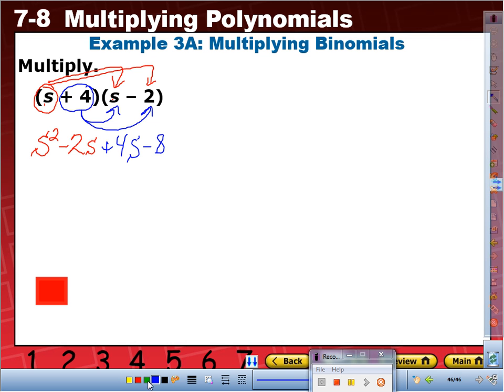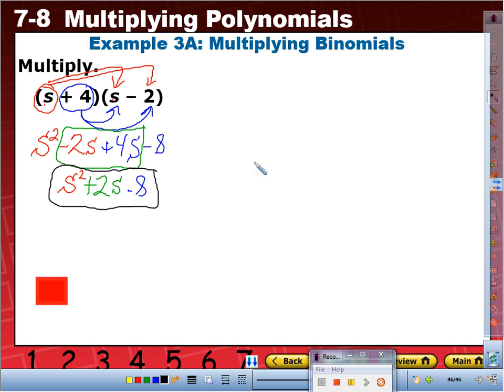So now check this out. Let's check to see if we can combine like terms. Let's see. Yes, right here. These have s's. So therefore, negative 2s plus 4s becomes what? Negative 2 plus 4, that's 2s, and it's a positive. And I just bring down the s squared and the negative 8. And we're done. Why? Because we cannot combine like terms anymore. Okay? Now, the only thing that we're missing is the area model.